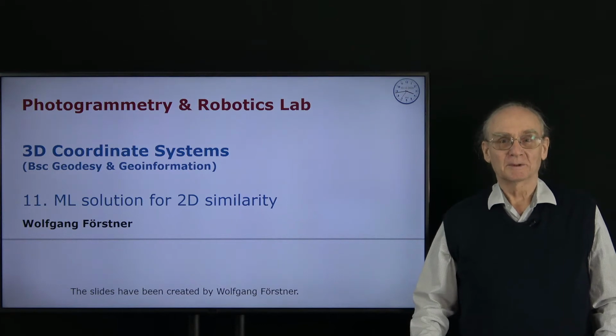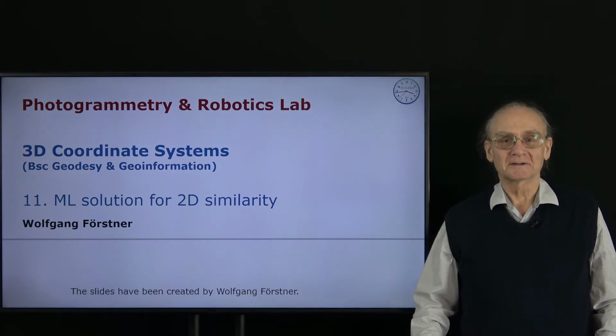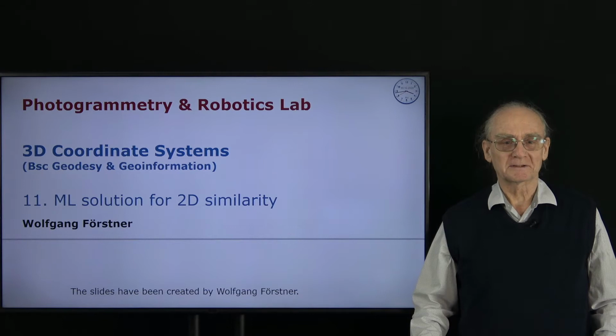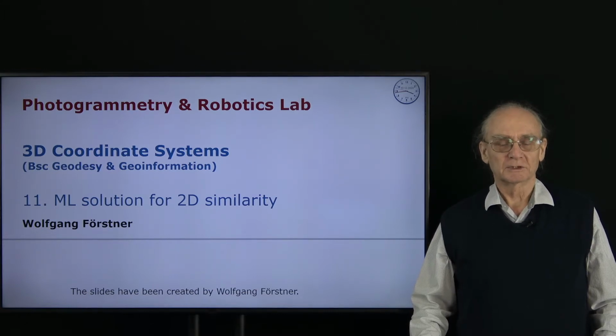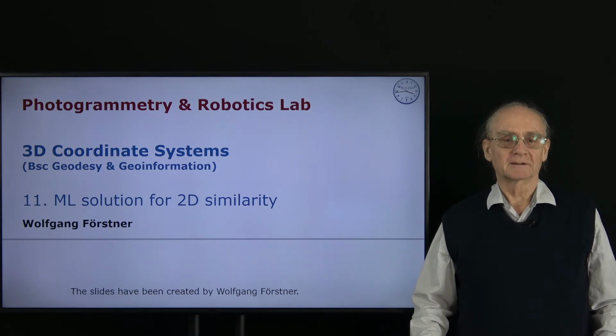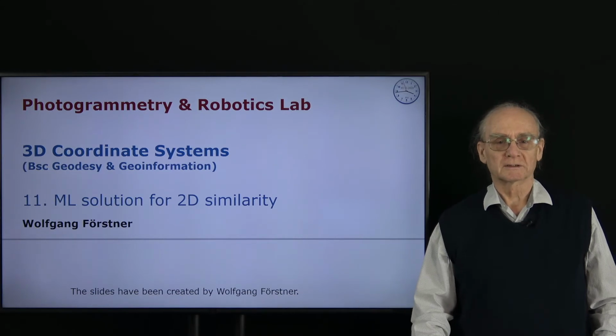Ladies and gentlemen, welcome to this 11th lecture on 3D coordinate systems. Today's topic is a maximum likelihood solution for the 2D similarity. We have discussed how to describe motions and similarities, and we have looked into how maximum likelihood estimation in principle works. Now we want to look at how this can be done in practice.